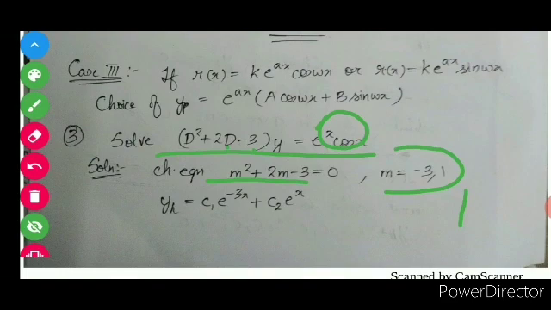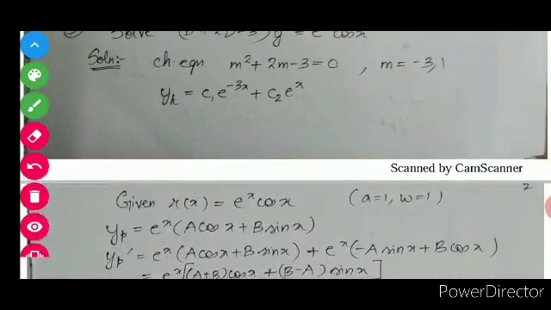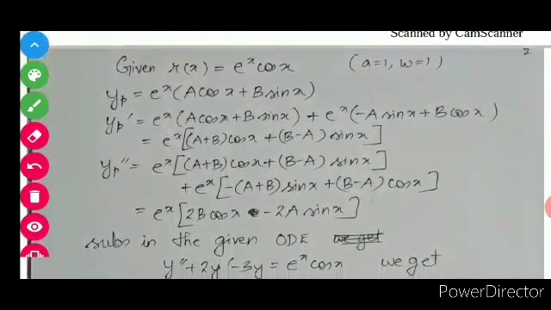The roots of the characteristic equation are −3 and 1. Hence the solution will be c1 e^(−3x) + c2 e^x. This is the solution of the corresponding homogeneous part, and that is your y_h. Now we have to see how to find y_p, the particular integral.